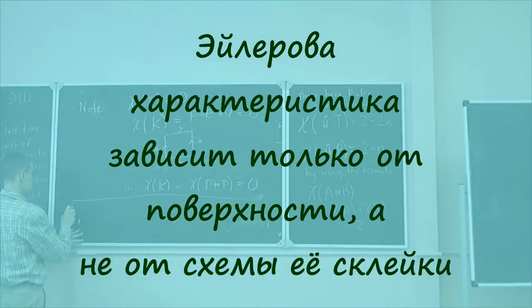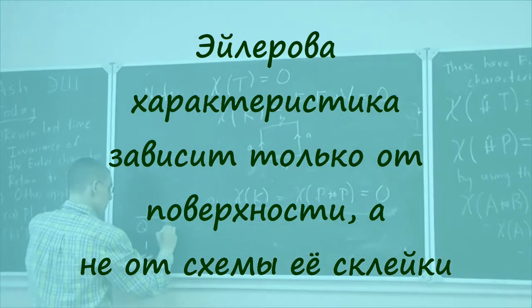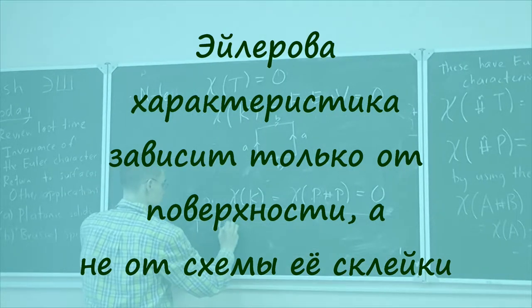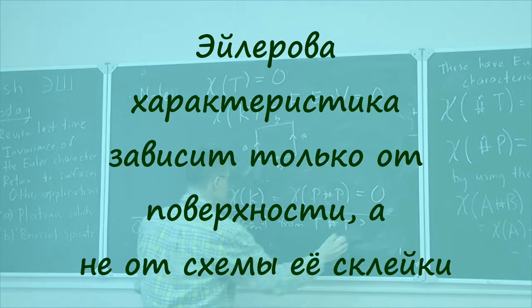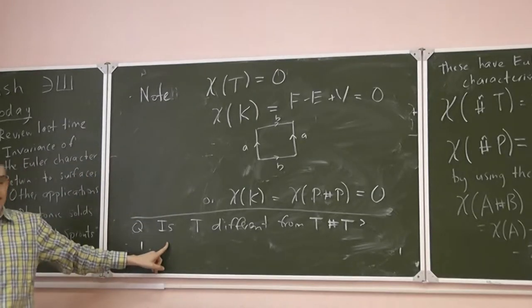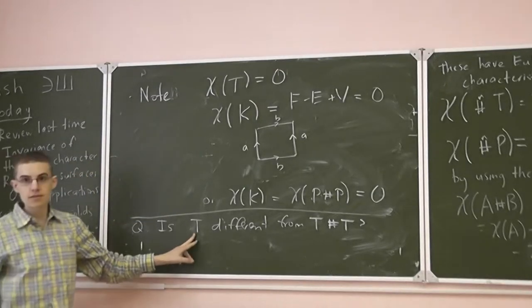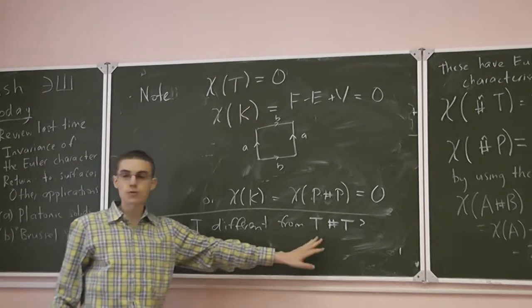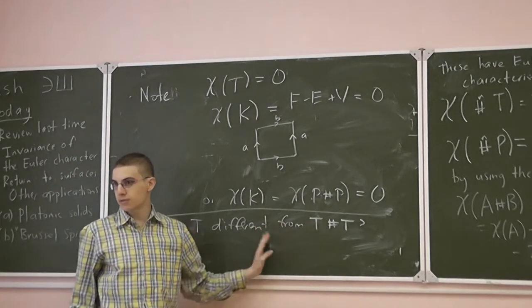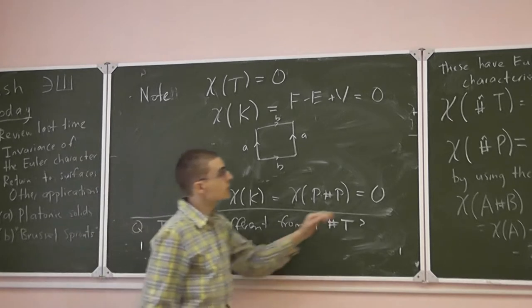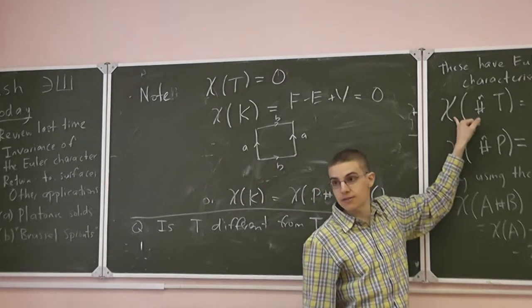Ultimately the question was, so the purpose is: is a torus different from two tori connected sum, or three tori? This is the question we want to address using the Euler characteristic. We know from this formula that they do have different Euler characteristics.